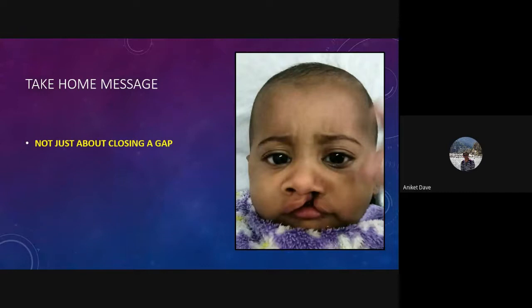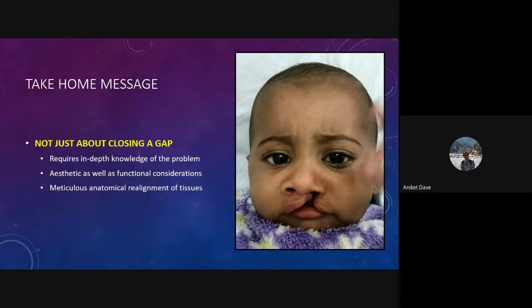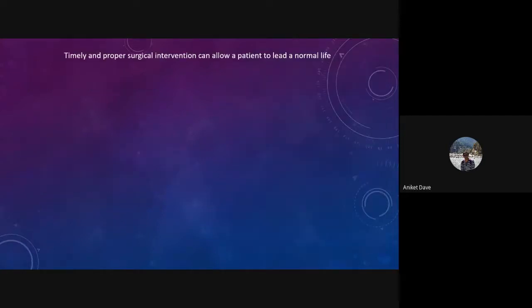So the take-home message of today's presentation is that it's not just about closing a gap in a child with cleft lip or palate. They require an in-depth knowledge of the problem for the surgeon to perform the surgery properly. Both functional as well as aesthetic considerations have to be kept in mind, and meticulous anatomical realignment of tissues is the most important principle during the surgery. And despite these, multiple secondary procedures are often required in these kids. But timely and proper surgical intervention can allow a patient to lead a normal life.